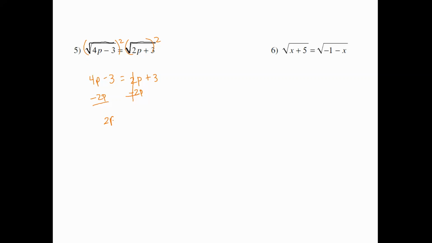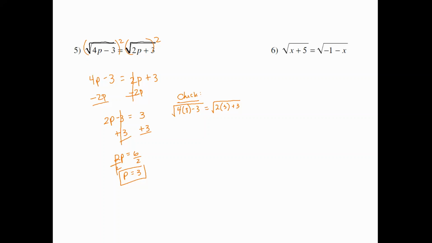And we got 2p minus 3. And we're solving for p now, so we've got to get rid of this. All right, so we're getting that p equals 3, but we need to do our check. So we've got to plug 3 back in. So we get 4 times 3 minus 3, take the square root of that. And then we have 2 times 3 plus 3.